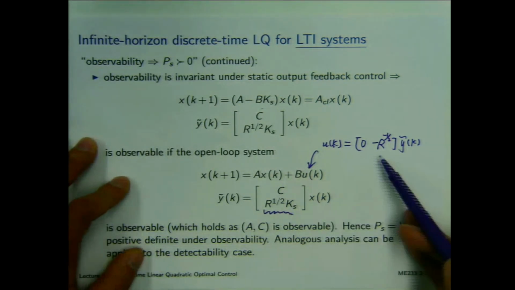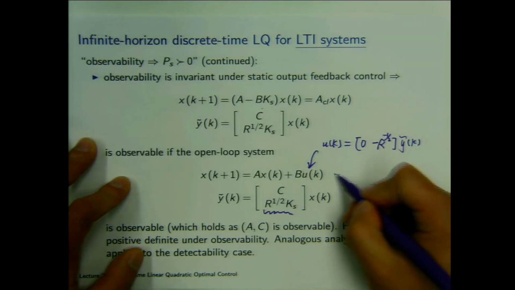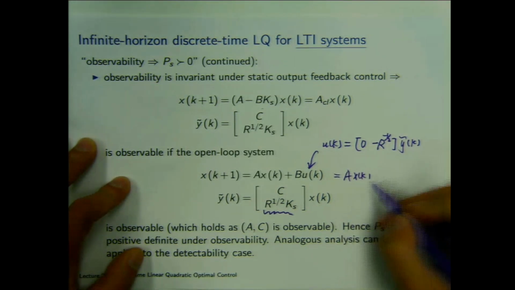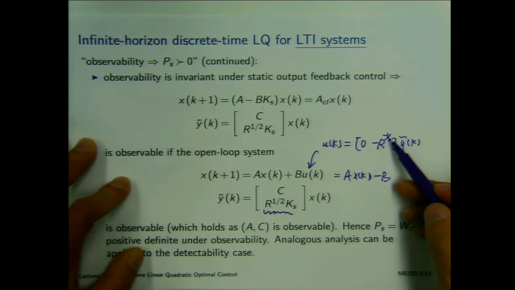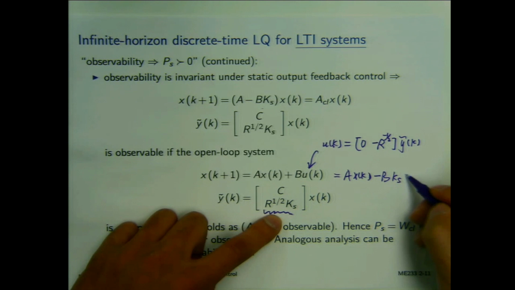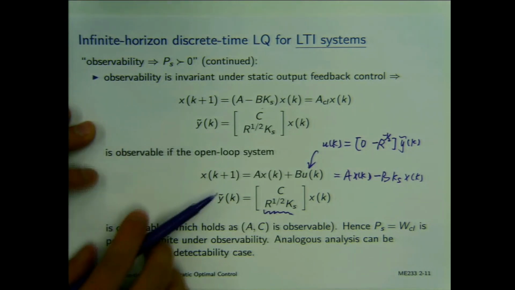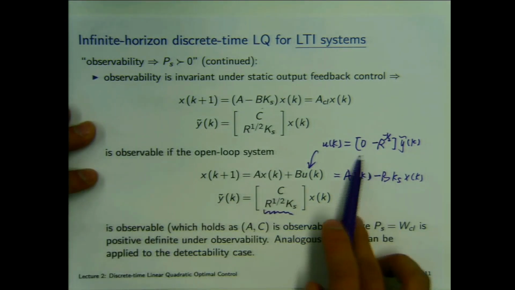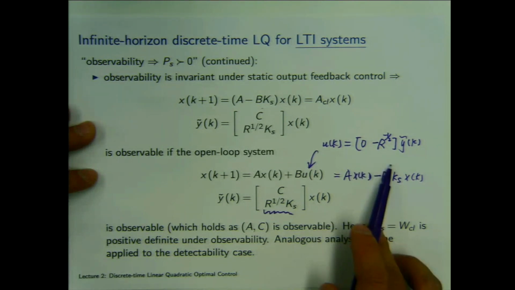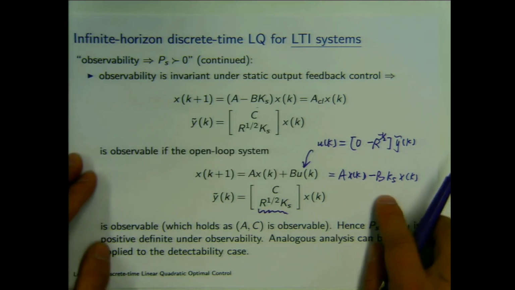Okay? So if I substitute this static output feedback control law into this open loop system, I'm going to get A x_k plus B u_k, but there's a minus sign, so it's going to be minus B R negative 1 divided by 2 times this element here. So it's going to be K_S x_k. So you see, this system is nothing but this open loop system controlled under a static output feedback law, right? You can do this again and again. Look at this long enough, you will buy this.